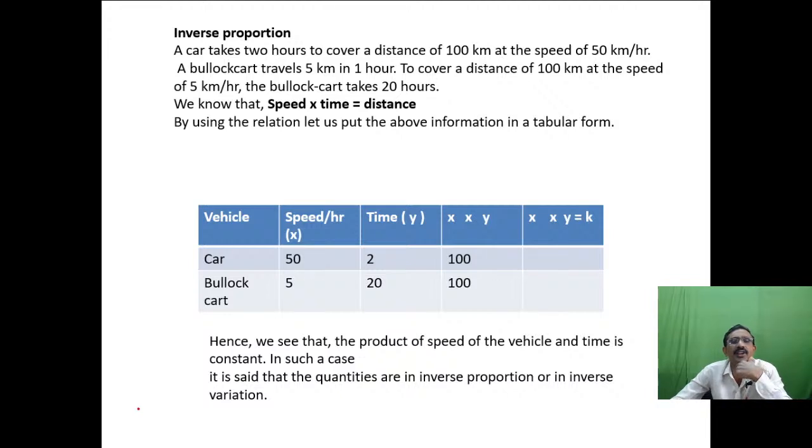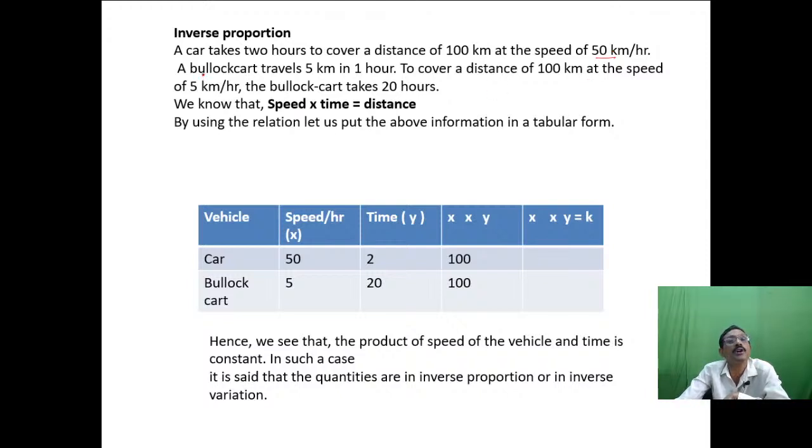Now, inverse variation. Let us take an example with inverse variation. A car takes 2 hours to cover a distance of 100 kilometers. And what is the speed of the car? If you see, it is 50 kilometers per hour.